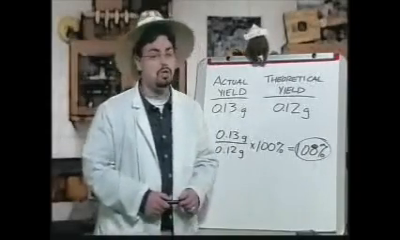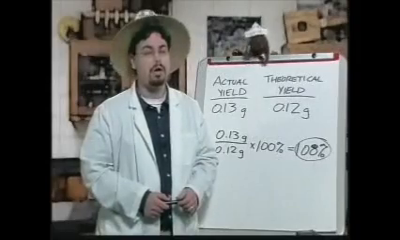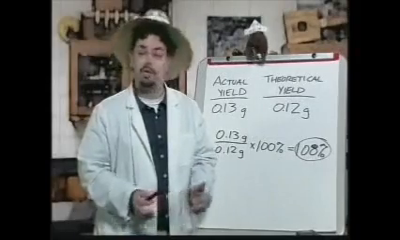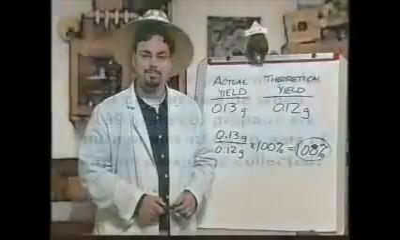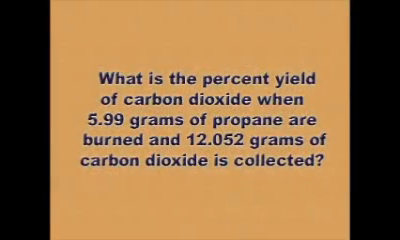Mr. Mole thinks you should try one more problem before we call it quits for the day. So, here goes. What is the percent yield of carbon dioxide when 5.99 grams of propane is burned and 12.052 grams of carbon dioxide are collected? This problem is a good review of some old material, as well as a good lesson in today's material. Your first step should always be writing a balanced equation. Next, you need to remember how to write the formula for propane.